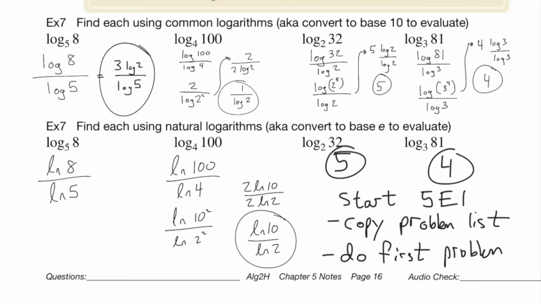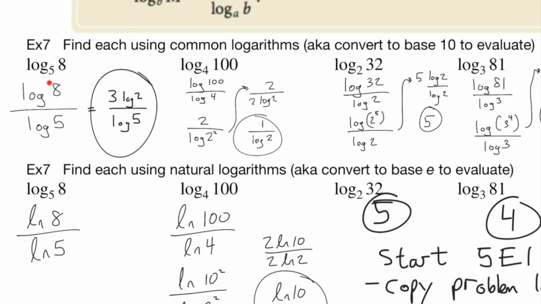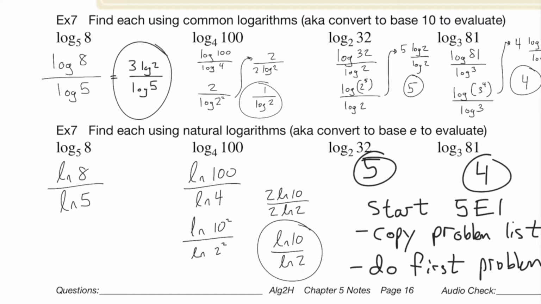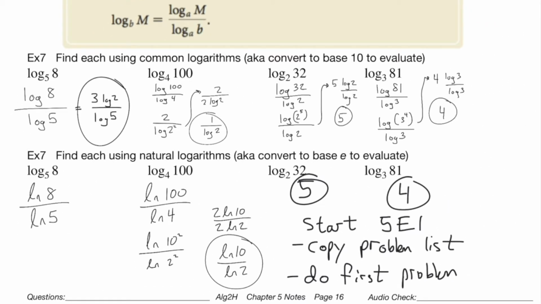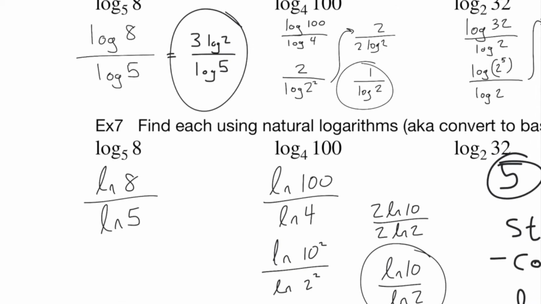Find each using natural logs. I want you to notice this: log base 5 of 8, log base 4 of 100, log base 2 of 32, log base 3 of 81. What we're going to do is change these, we're going to choose natural logarithms now. And we should get the same answer. It actually doesn't matter which base you change it to, the final answer is going to be the same.